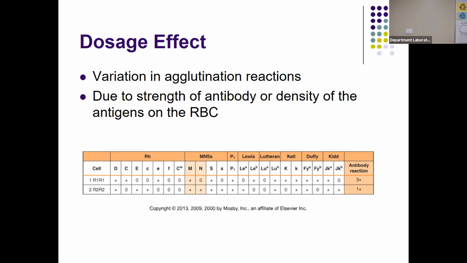I was just wondering, when you say antibody reaction, is that from the patient's plasma? Yes. So you're taking patient plasma where your antibody is, and you're seeing if it reacts with any of these cells. These cells have a known antigenic profile, and so then we can see what's positive on cell number 1 and 2 that's giving us these reactions.